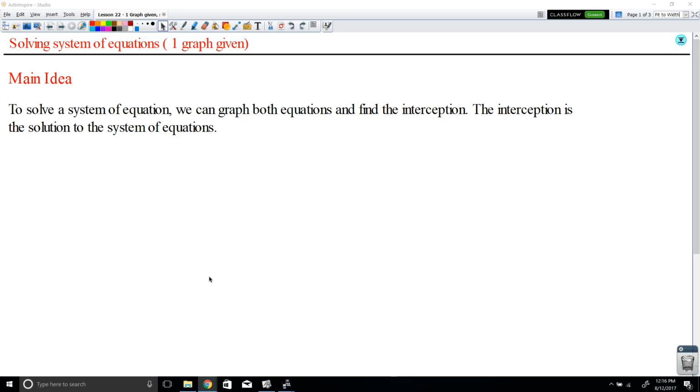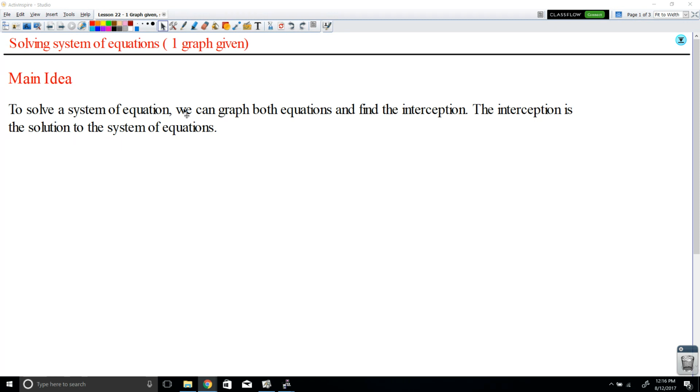Today, we'll be taking a look into how we solve a system of equations by the method of graphing, but this time, one of the graphs is going to be given to you. And the main idea here is that to solve a system of equations, we can graph both equations and find the intersection. And it is important to remember that the intersection is the solution of the system of equations.